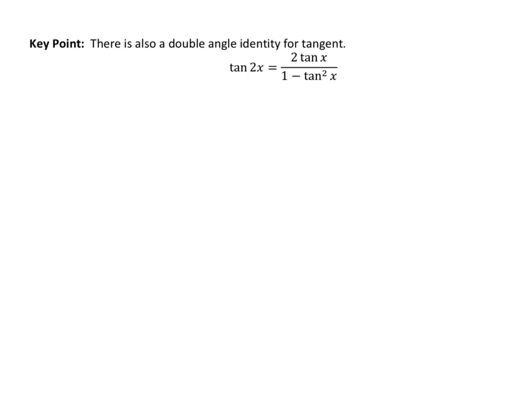This video is already running pretty long, so I don't have any more examples after this. I just wanted to mention all of the work that we just did with sine and with cosine having double angle identities. Tangent also has a double angle identity, and this is what it is. So if you want to find the tangent of double an angle, you do 2 times the tangent divided by 1 minus, and then take the tangent of the original angle and square it.